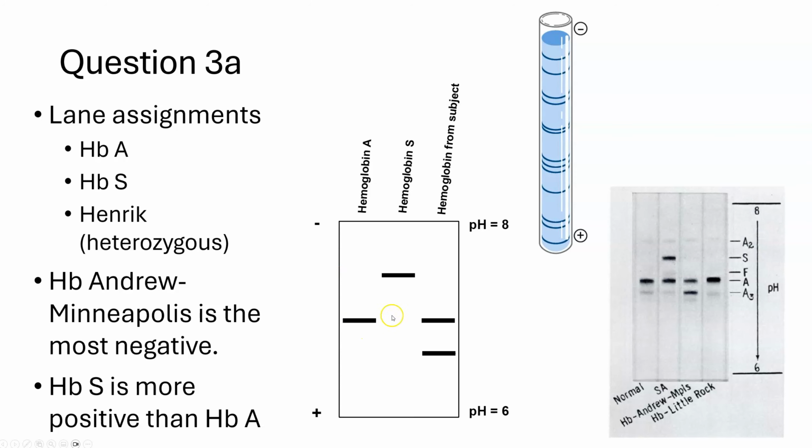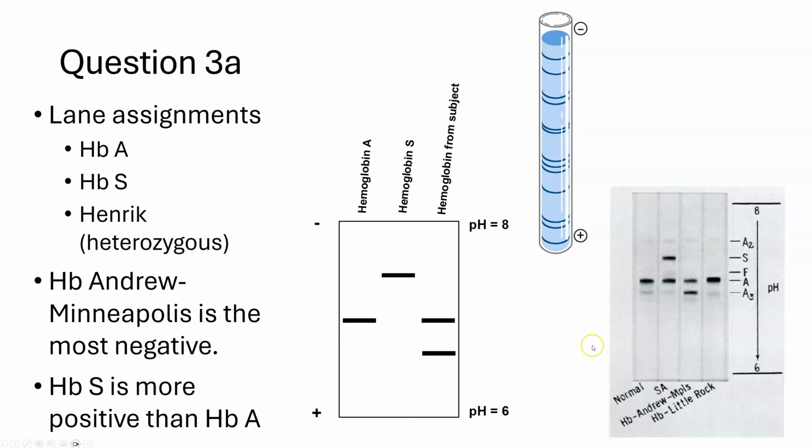Here's hemoglobin A, and there's hemoglobin S. If we have hemoglobin from our subject, the hemoglobin Andrew Minneapolis is going to be down here, and we have two bands because our subject is heterozygous, so he has a normal hemoglobin from one parent, and then he inherited hemoglobin Andrew Minneapolis from the other parent.